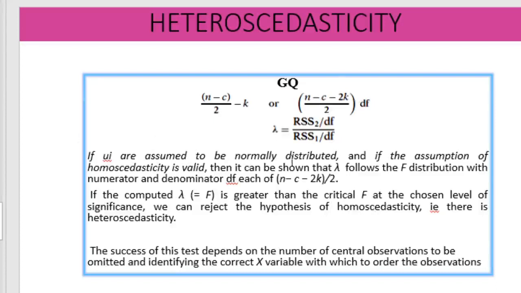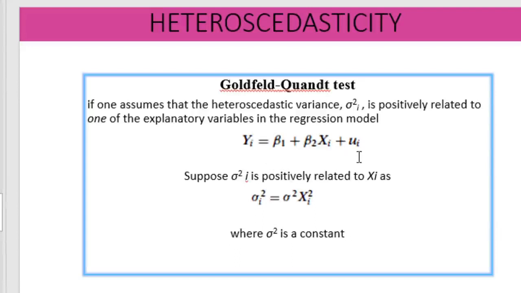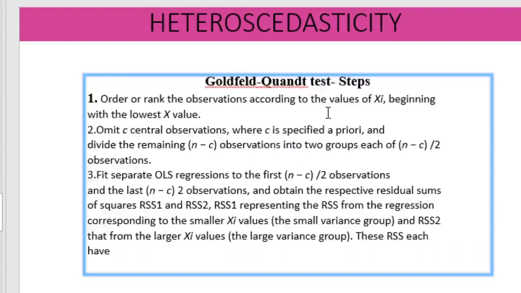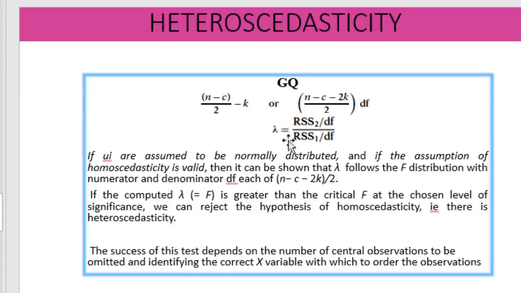Here the model is y equal to beta 1 plus beta 2 xi plus ui. Suppose that xi is positively related to sigma i square, that is, sigma i square equal to sigma square into xi square, where sigma square is a constant. Then the steps are: first rank the observations according to the value of xi, beginning with the lowest, then omit the central values, then divide the whole observation into two groups, then run the regression, obtain the residuals, attach the degrees of freedom, then find the lambda.